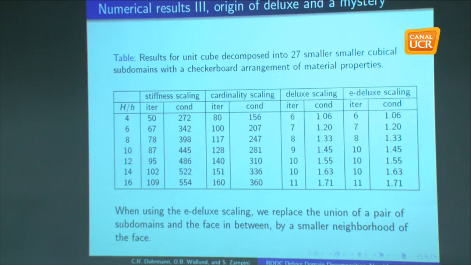Okay, now we have checkerboard arrangements of material properties, and we have tested earlier scalings. And here we have the deluxe scaling and the E-deluxe, the one with very thin subdomains. We see the iteration counts are very satisfactory here, but here things are not working very well.